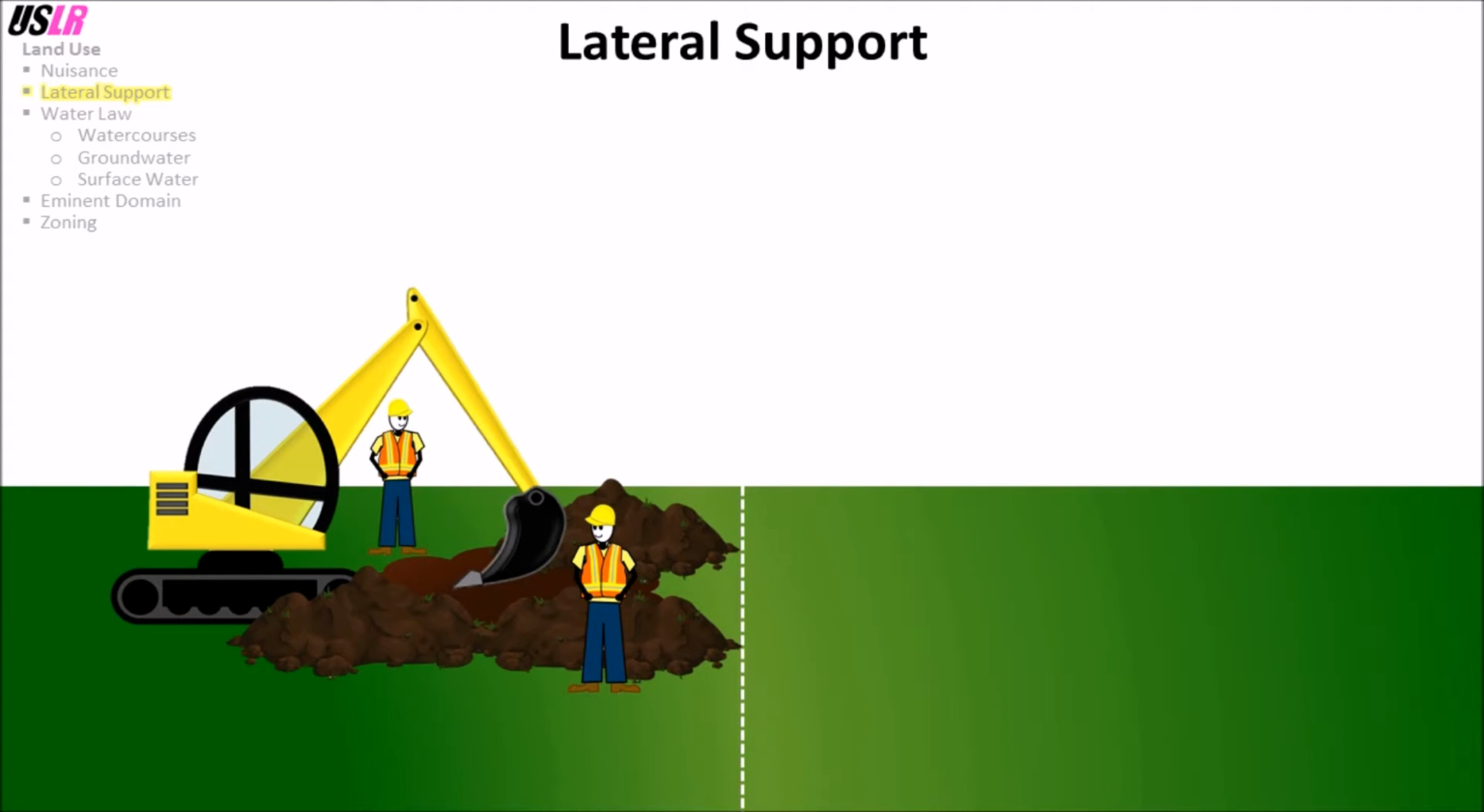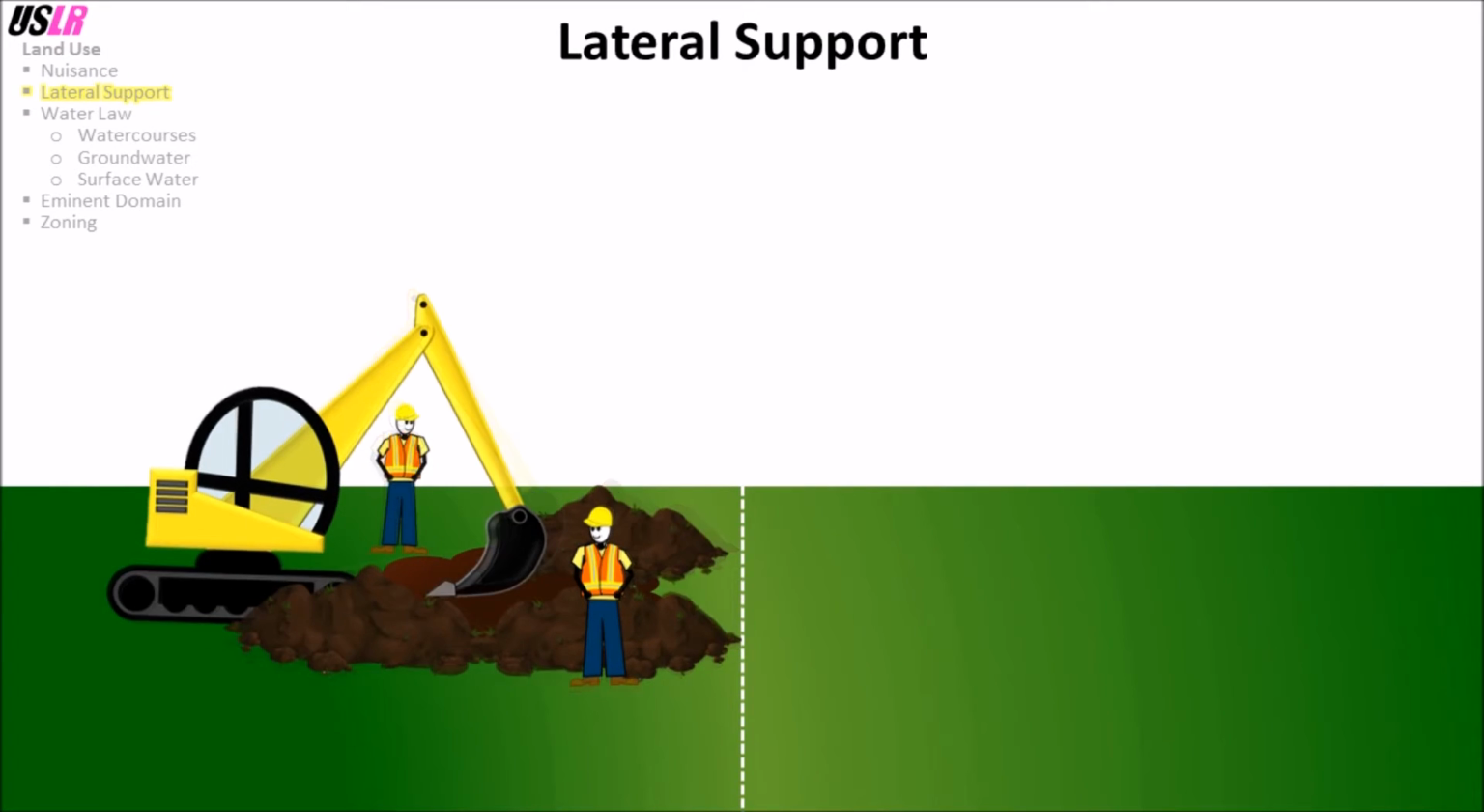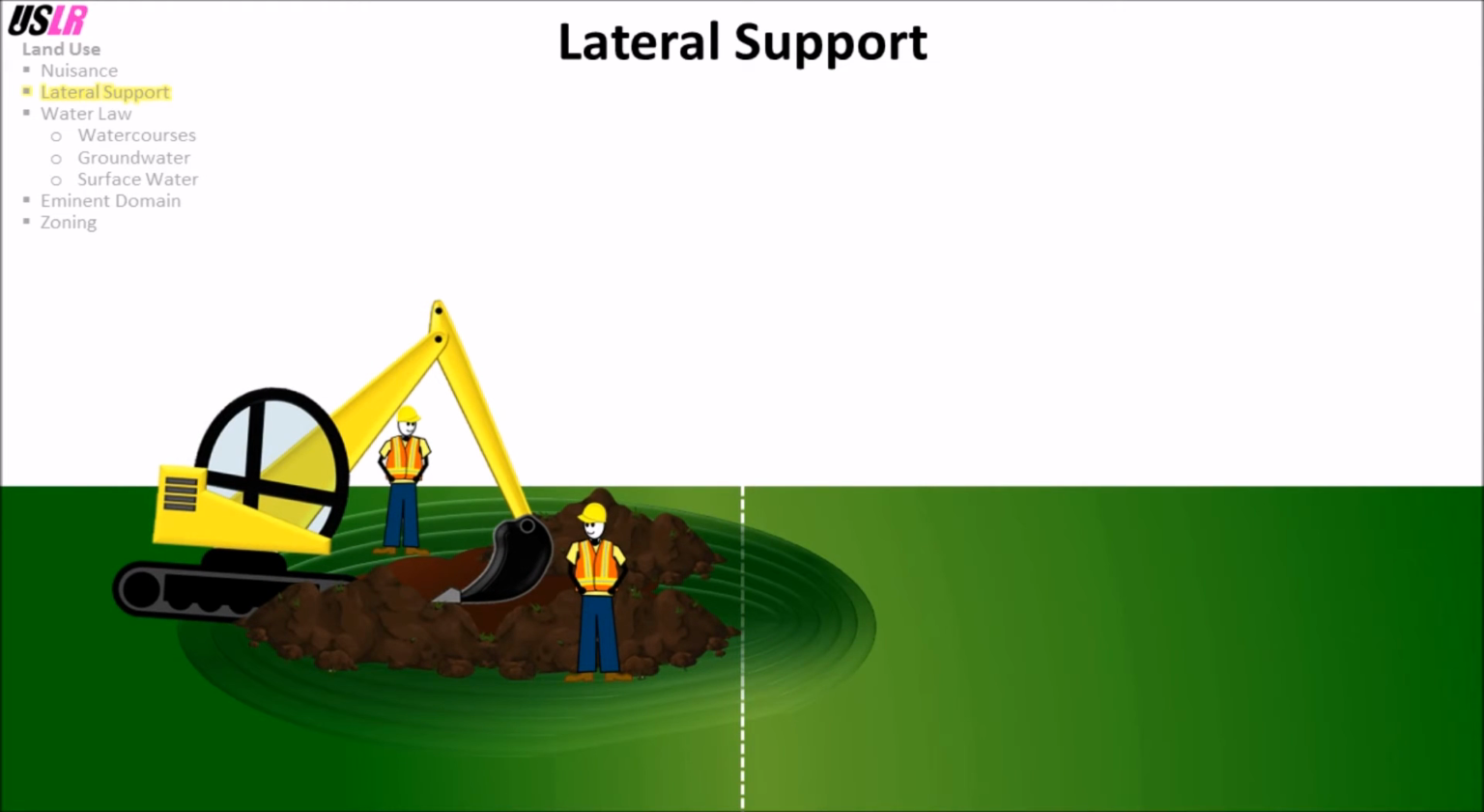When a substantial amount of dirt is removed from one area, the surrounding dirt loses some support. While the surrounding dirt may not lose vertical support since the dirt that it is sitting on top of has not moved, it may lose horizontal support. In law, we call this lateral support.